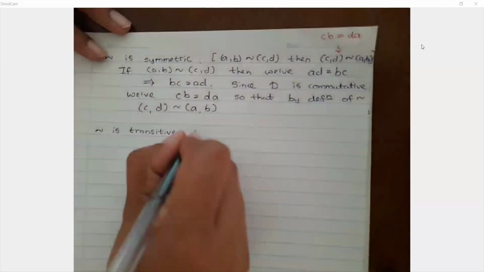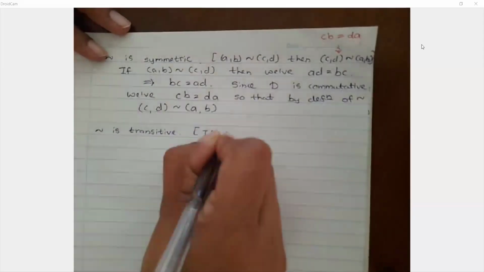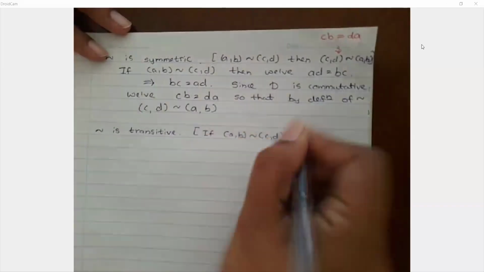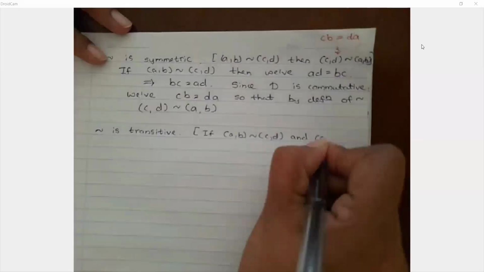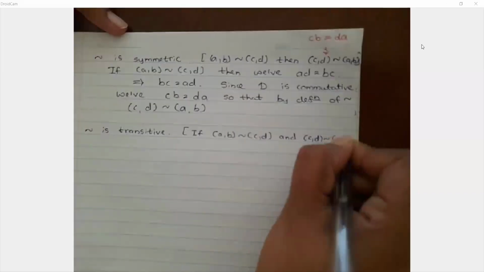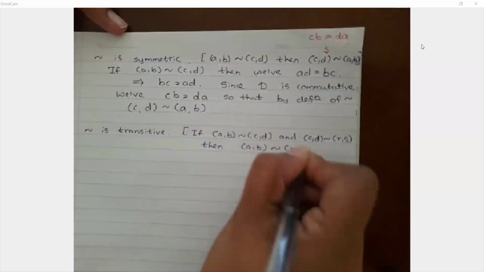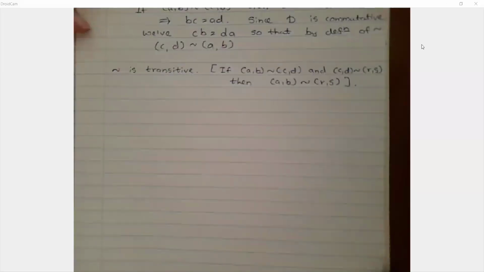Tilde is transitive. What does it mean? That means if we have AB equivalent to CD and CD equivalent to RS, then we must have AB equivalent to RS. If this is true, we say that tilde is a transitive relation.